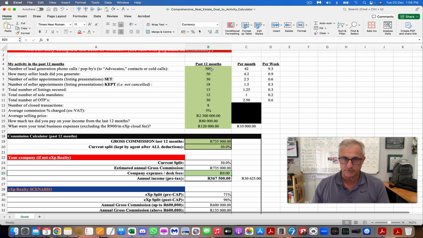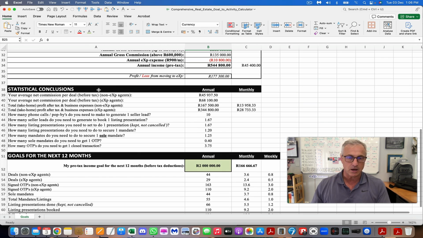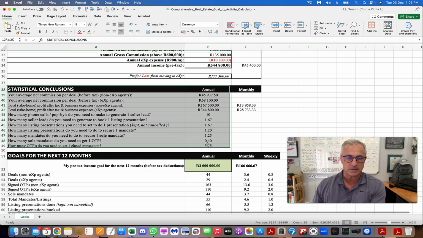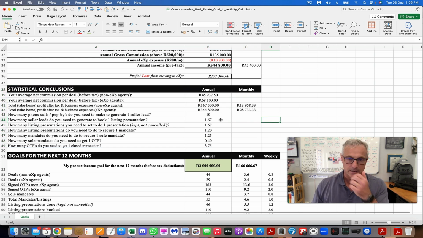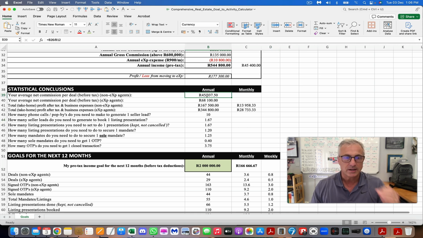That's all you need to fill in this spreadsheet. The next section down is the conclusions, the statistical conclusions. The spreadsheet is going to work out all of the following statistics based on the numbers that you've put in. It's going to work out what your average net commission per deal is, before tax. You've still got to pay tax on that.